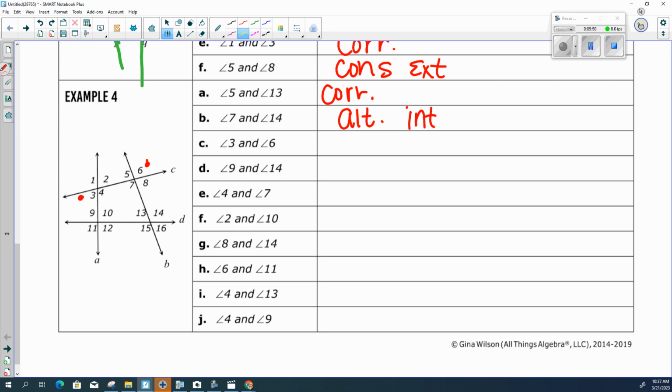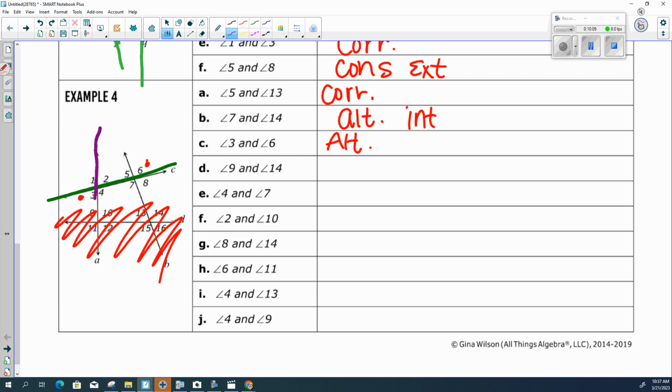What's the transversal? Line C. Are they on the same side of the transversal? And now my book is covering this up. They're on opposite or alternate sides. Are they interior or exterior? If you're not sure, it's going to help to, oh my gosh, I cannot draw a straight line for the life of me. Are those inside my pink lines or outside?